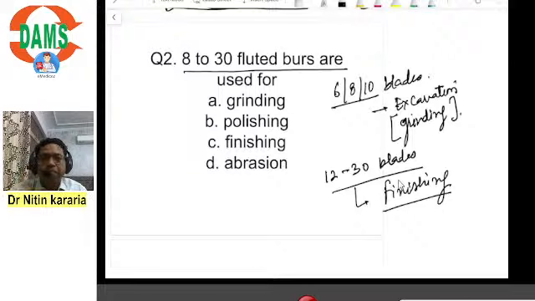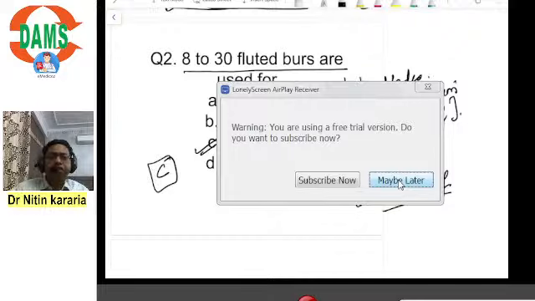So what you have to remember is that when the burr has got 6, 8 or 10 number of blades, it is used for cutting or excavation of the tooth structure, which is sometimes also called grinding of the tooth structure. And whenever the number of blades is numerous, from 12 to 30 blades, it produces a smoother surface, it is less efficient in cutting, and such burrs are used for finishing procedures. So looking at the options, the answer to the question would be C, finishing.